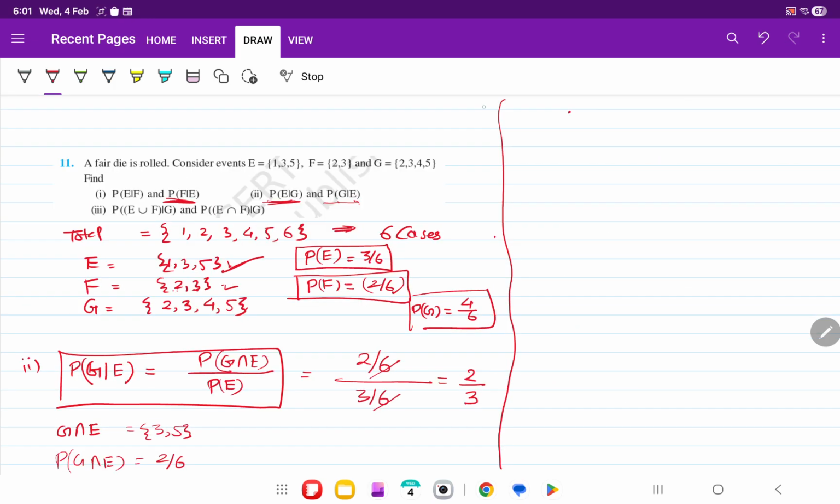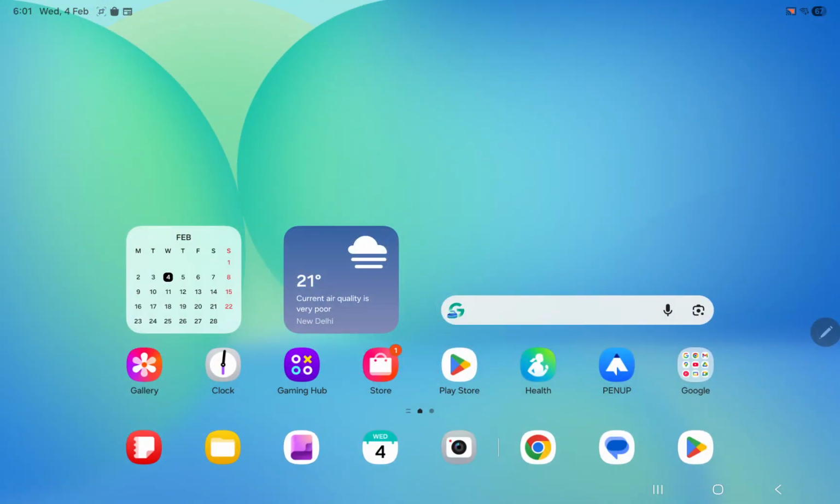Now the third part, do carefully, a little bit more attention. Probability of E union F when G has happened. So it will be the probability of E union F intersection G divided by the probability of G. Okay, so let me see what E union F is. E union F means E and F both have happened.